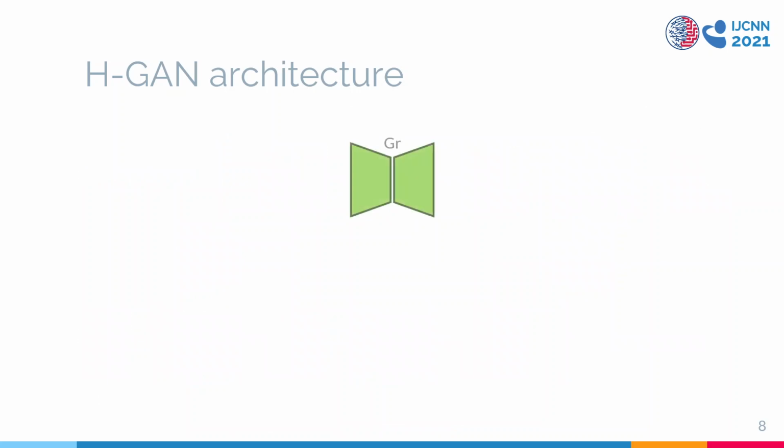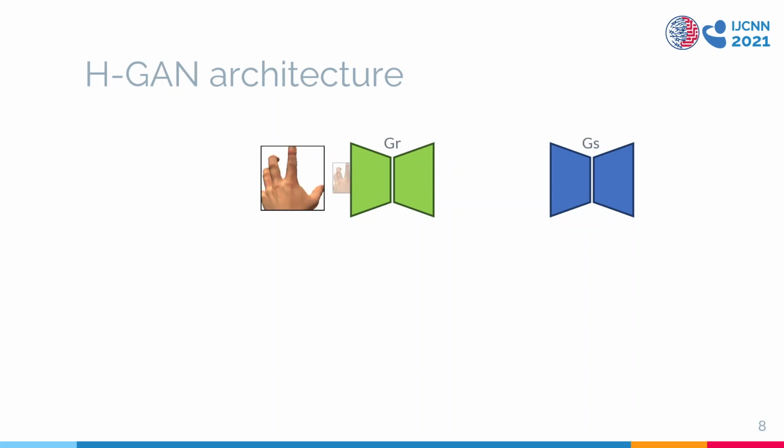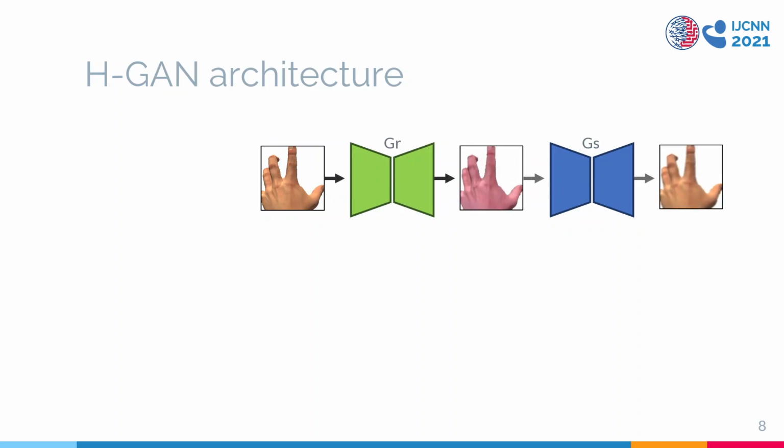Represented in green, we have a generator trained to translate synthetic hands to the real domain. We also need to translate real hands to the synthetic domain. This is with the synthetic generator represented in blue. The data flow is as follows. First, we translate a synthetic hand to the real domain. Then, the resulting image is translated back to the synthetic domain.